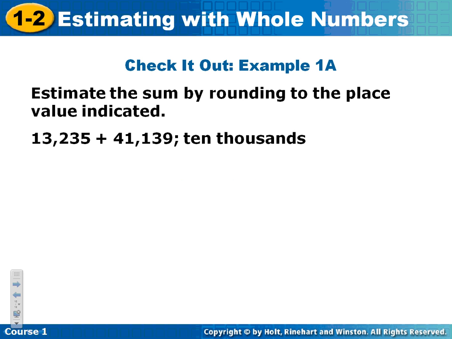All right. What is 13,235 going to become? We're rounding to the 10,000s place. 10,000. Good, 10,000. Plus, what's this one going to become? Trey? 40,000. Look at that, I got funky zeros happening.